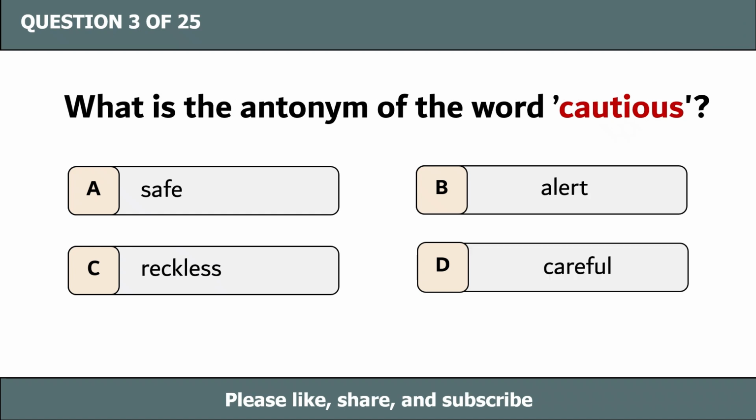Question 3. What is the antonym of the word cautious? The correct option is C. Reckless.